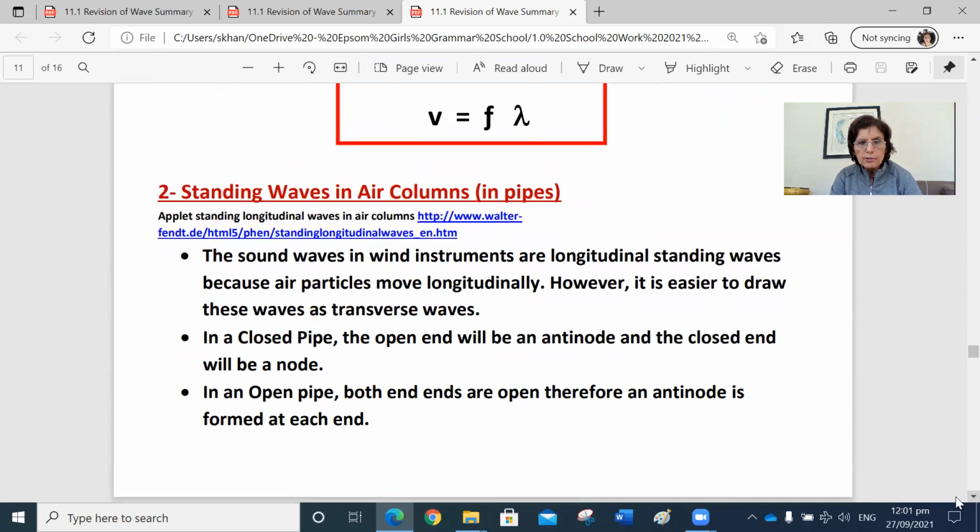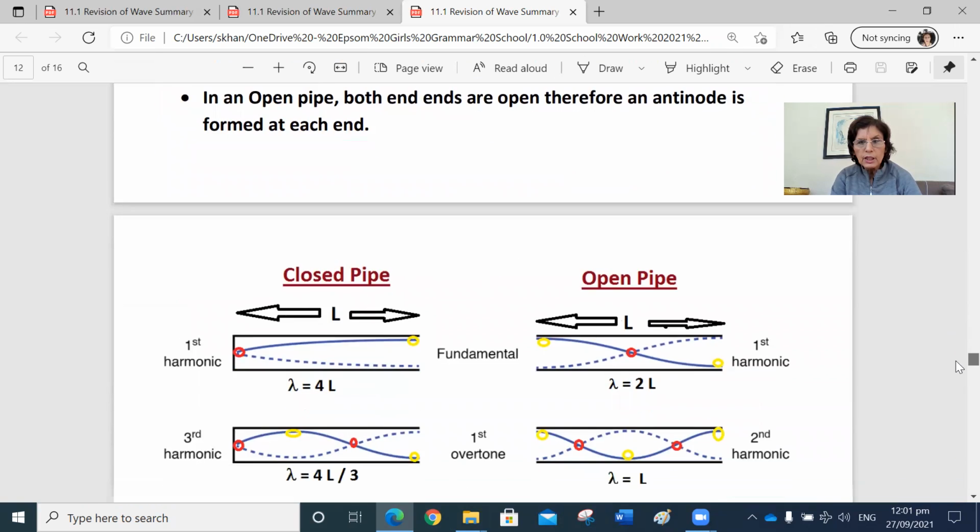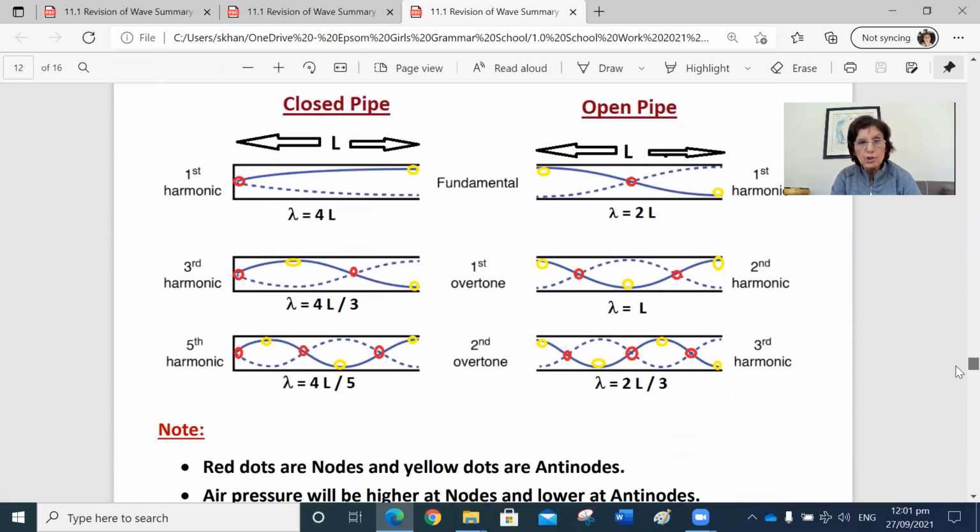Now, first of all, we will look at standing waves in air columns. Air moves always, and it's a longitudinal wave. So sound waves produced in pipes are longitudinal waves, but it is easier to draw them as transverse waves. Say, for example, if someone is making some sound from here, sound waves will travel there, reflect back, and make a pattern.